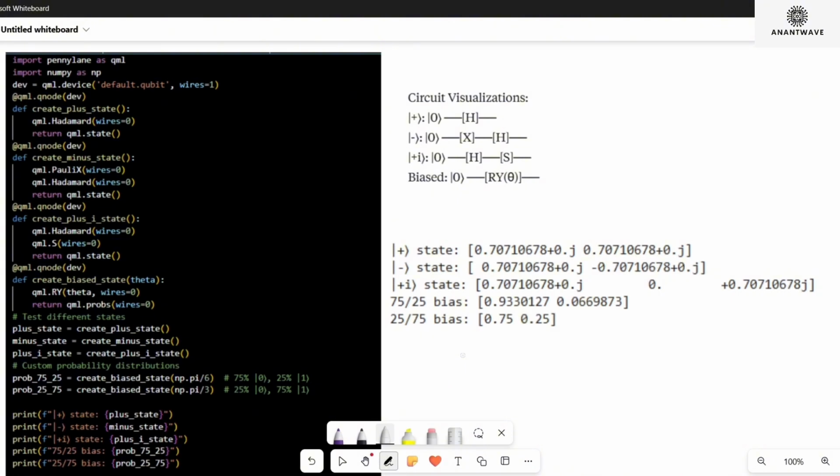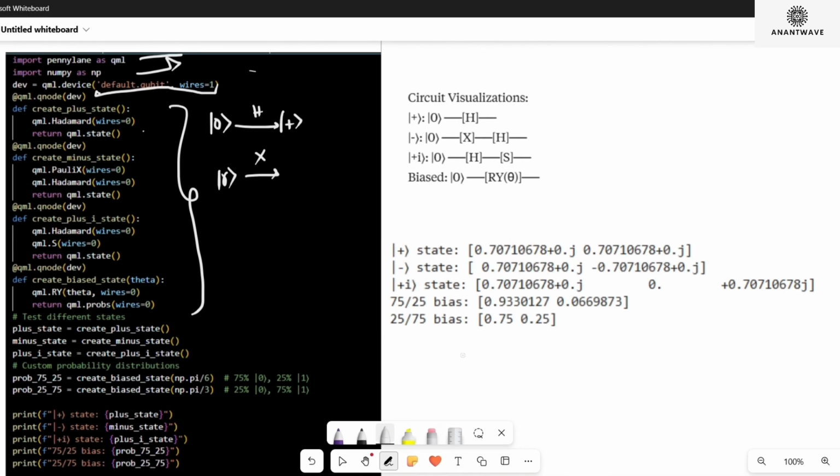For the PennyLane implementation, firstly we'll import PennyLane and NumPy, and then we'll create a quantum environment with default qubit and one wire. Then we define functions. The first function creates the plus state, which is created by applying the Hadamard gate on ket 0. Then ket minus: the minus state can be created by applying the Pauli X gate, which flips ket 0 to ket 1, and then applying the Hadamard gate, which gives us ket minus.